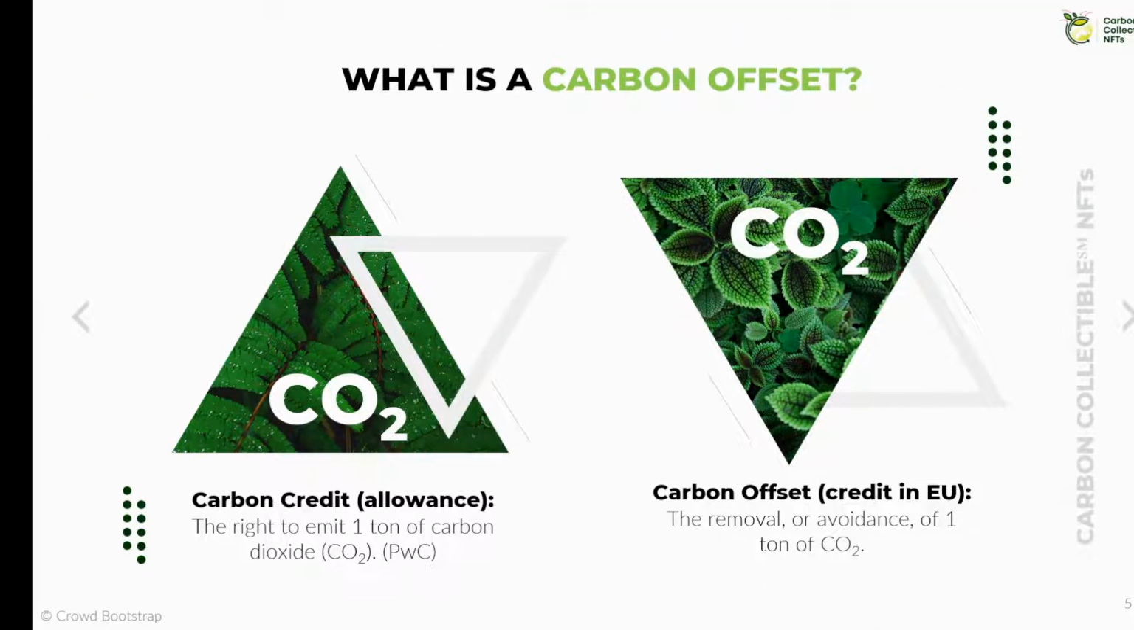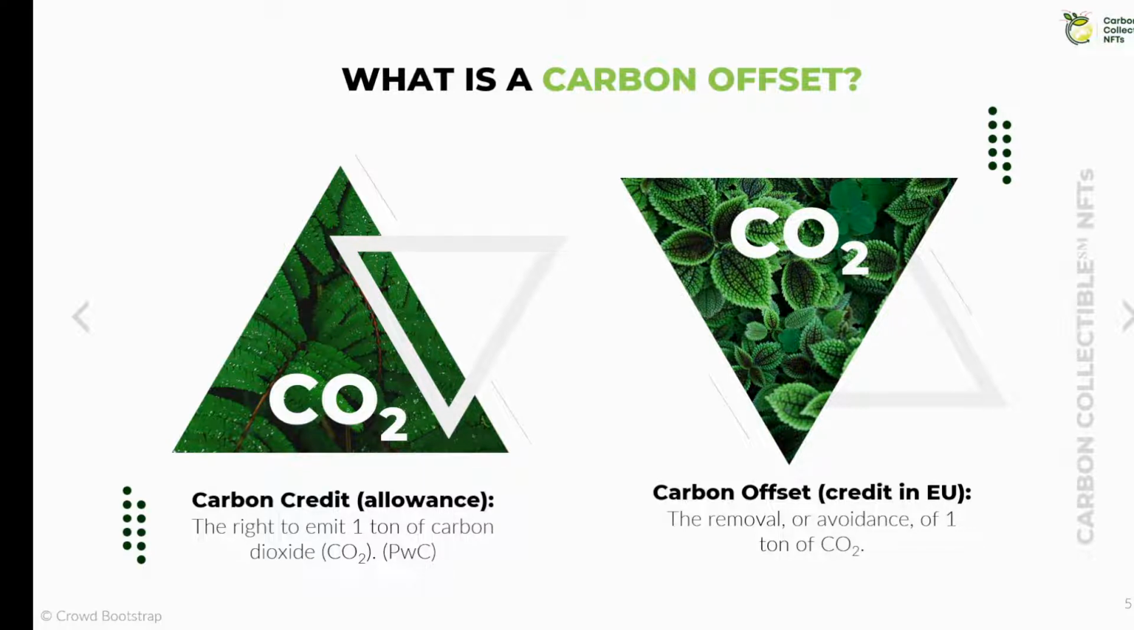So what is a carbon offset? A carbon allowance is the right to emit 1 ton of carbon dioxide into the atmosphere. In California, for example, the state has a cap and trade program. This means that the electricity company, for example, is only allowed to emit a certain amount of carbon dioxide into the atmosphere each year. If they exceed their cap, then they have to pay a fine. Alternatively, they can buy carbon offsets from somebody else who's removing carbon dioxide from the atmosphere or avoiding the emission of carbon dioxide into the atmosphere.